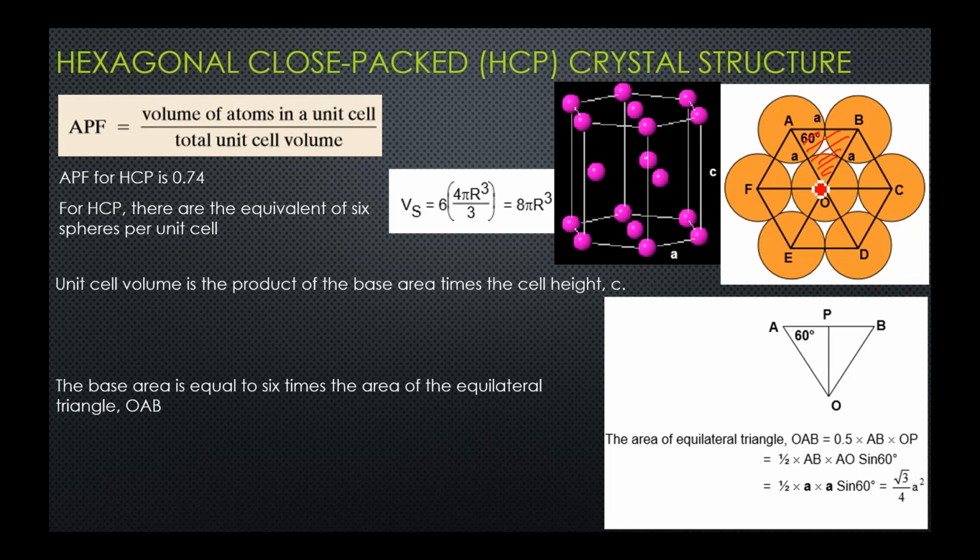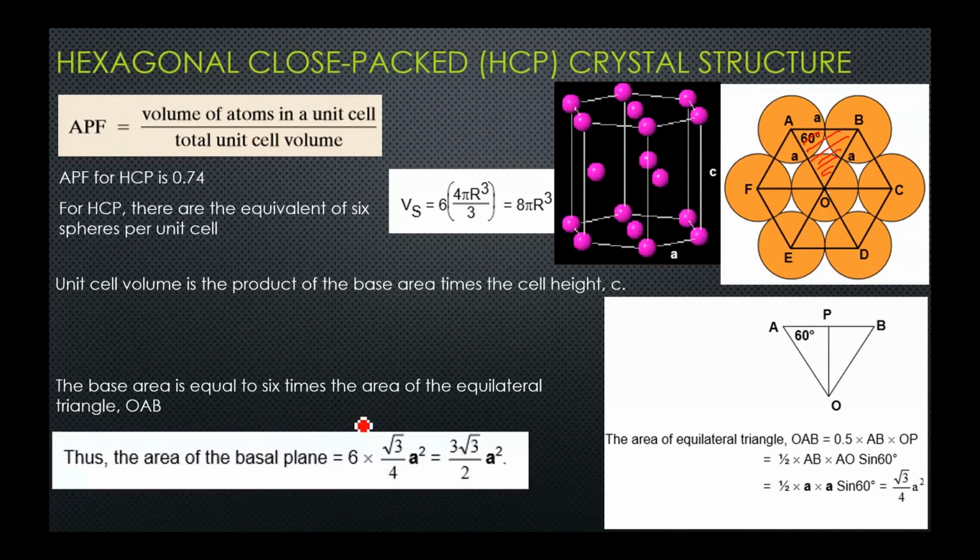Essentially, there are 6 triangles having the same area. So the area of the basal plane would essentially be 6 multiplied by the area of a single triangle, which is under root 3 over 4 a square. This would become 3 under root 3 over 2 a square. Clear enough?